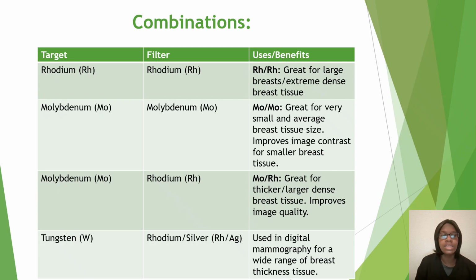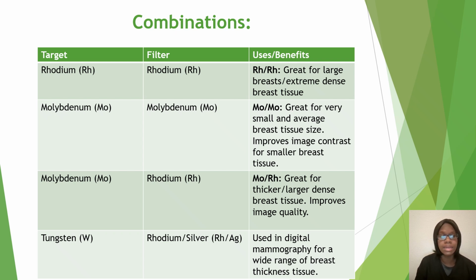Whenever you see the molybdenum combination, you may see it abbreviated MO/MO. This is going to be great for very small and average breast tissue size. It improves the image contrast for smaller breast tissue. So molybdenum is for very small breast tissue or your average breast tissue.